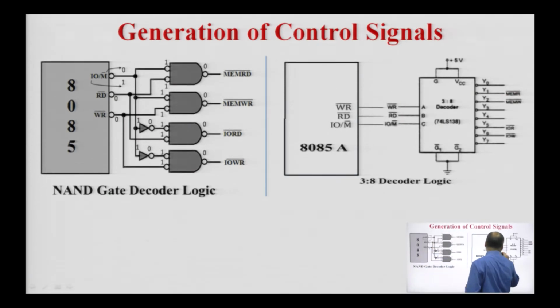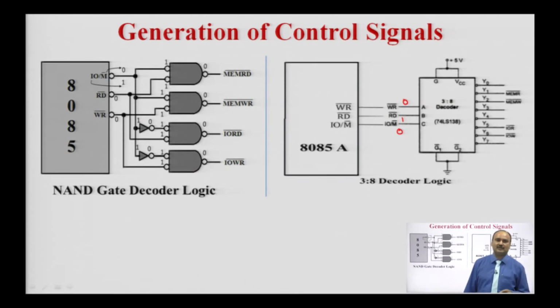Now, for the memory write control signal, the status on input output memory is 0, read is 1 and write is 0. So, the combination is 0, 1, 0. Here the output Y2 is activated, and with the help of this the memory write control signal gets generated.